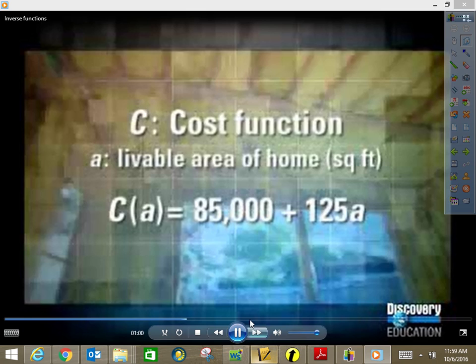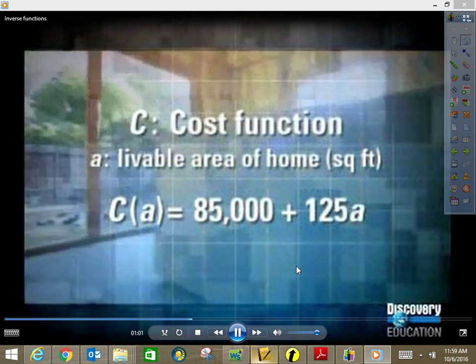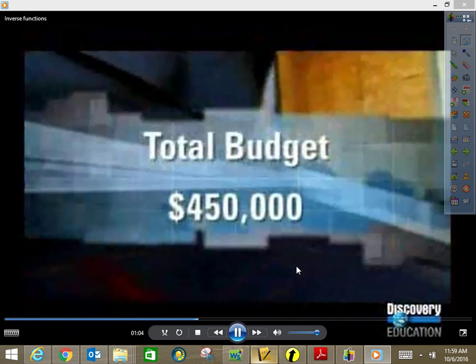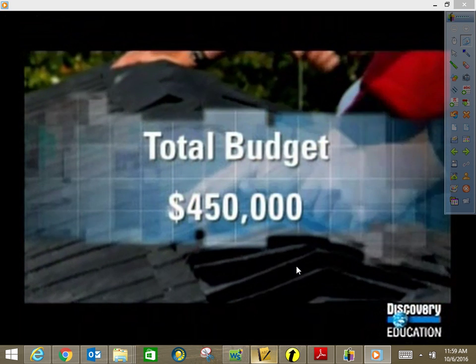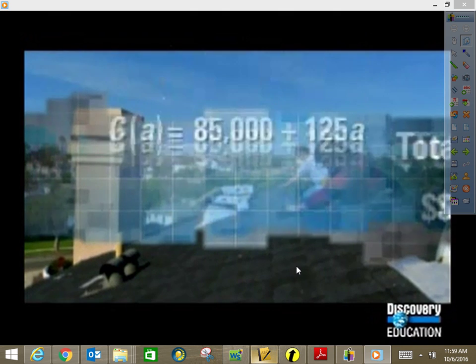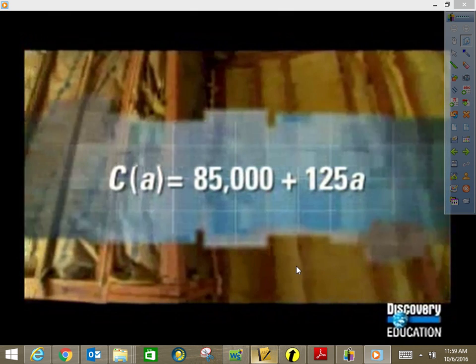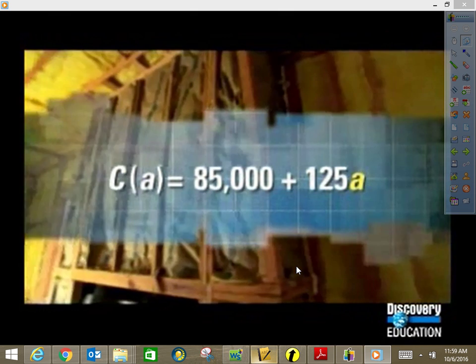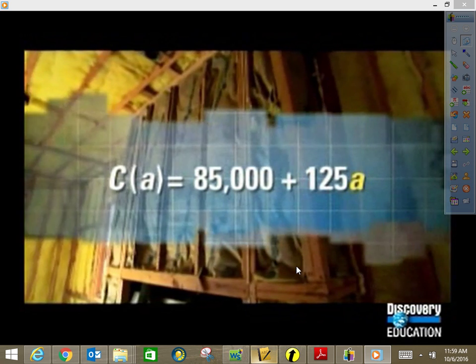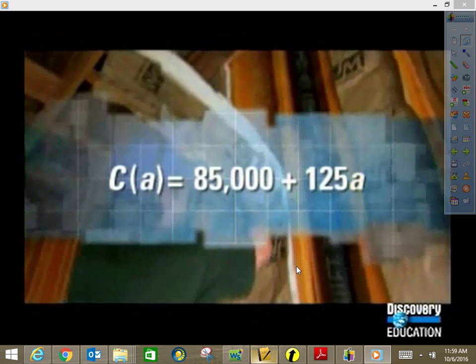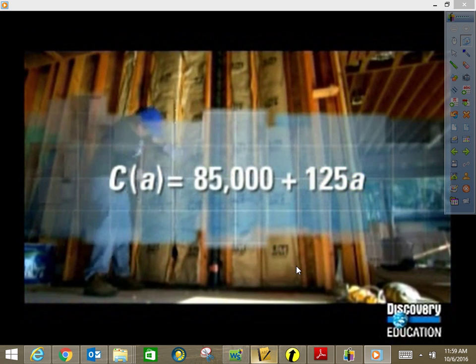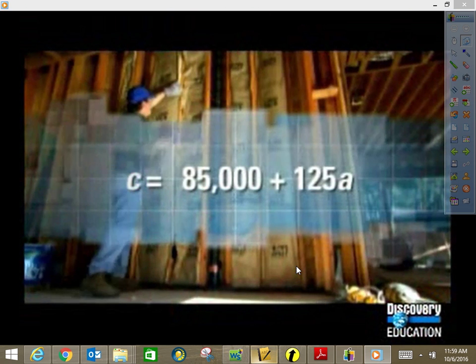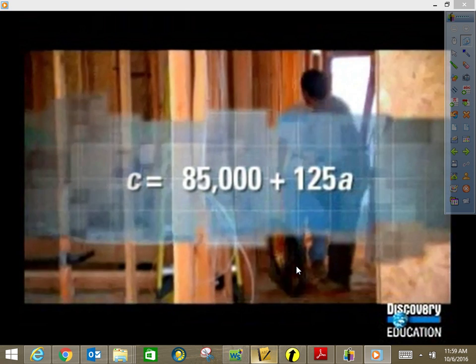Now, what if a prospective customer wants a new home but won't spend more than $450,000? How can we figure out the maximum size house this customer can afford? The cost function gives the cost of a home as a function of area. Now we want to figure out area in square feet based on cost. Algebraically, it's simple. Solve the equation for A, the square feet. First, substitute a lowercase c for C of A to represent the cost as a variable.